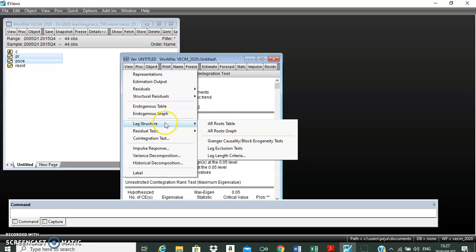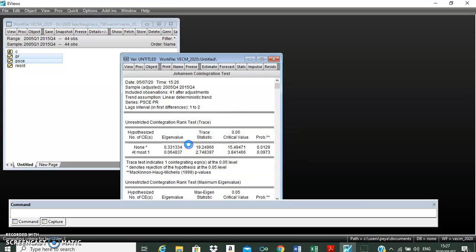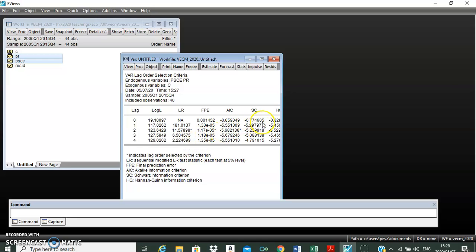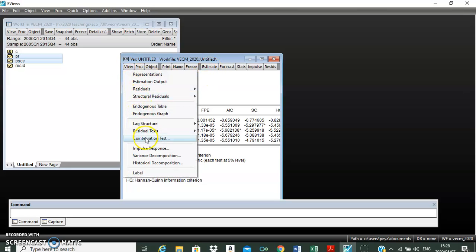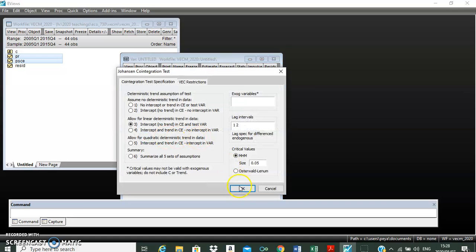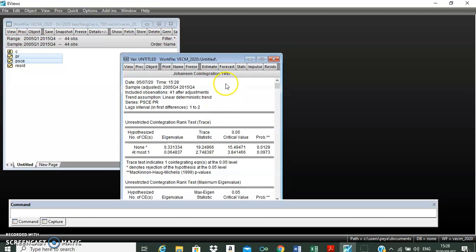Let me just quickly check what is the lag length suggested by this model. It says that if we use the SC, we use a lag of 1. Usually when the lag is 0, 1 or 2, I prefer not to change anything, because that is usually the default lag. All right, so I go back, test for co-integration, and we see there is co-integration. So now all we can do is estimate the vector error correction model.